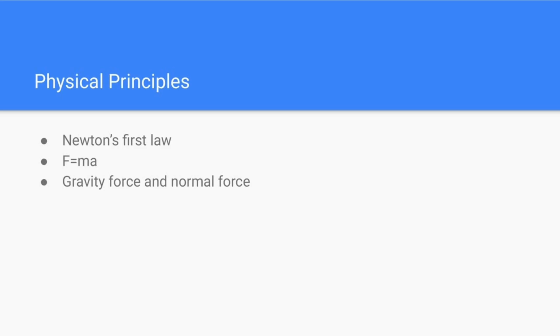The physical principles that we went over were Newton's first law, which is that an object that is in motion will stay in motion unless acted upon by another force. I will discuss our experiment later, but we also went over Newton's second law, which is force equals mass times acceleration, and when the net force is zero, acceleration is zero, and vice versa. The forces that acted upon the marker were gravity force, which pulls it straight down to Earth, and normal force, which pushes back on the marker.